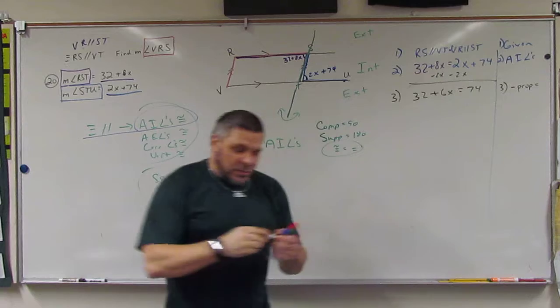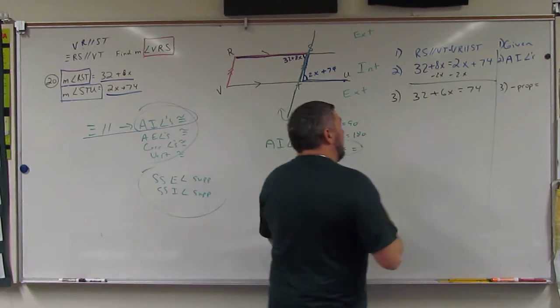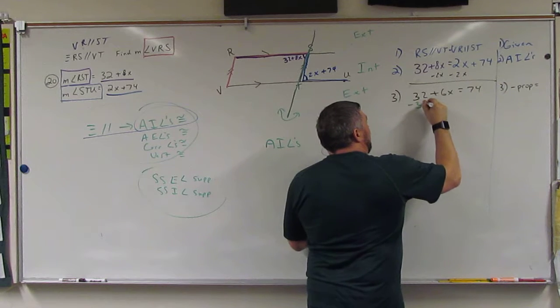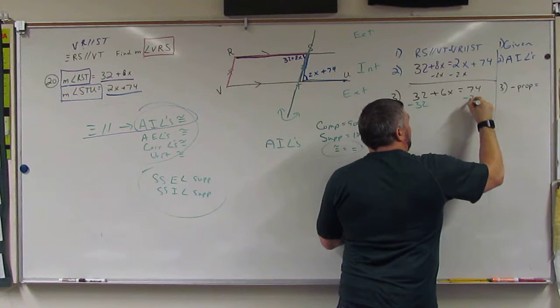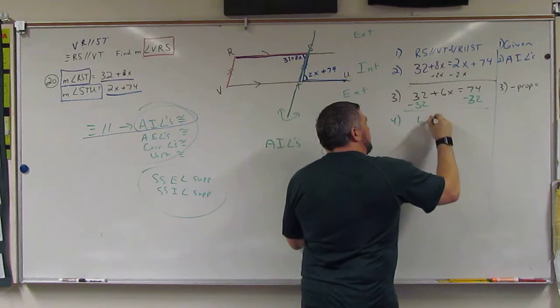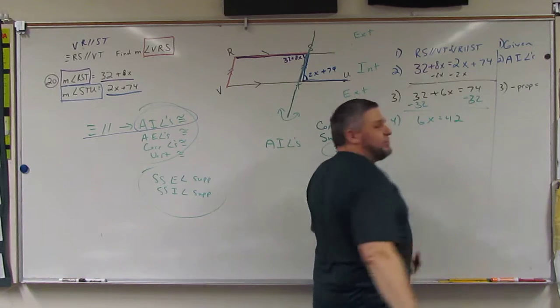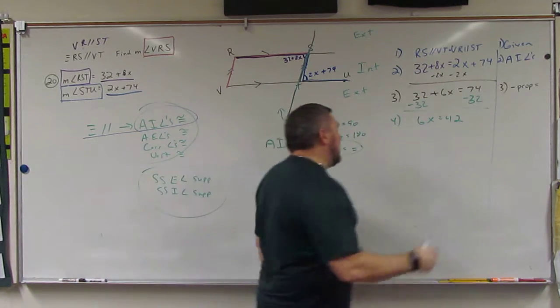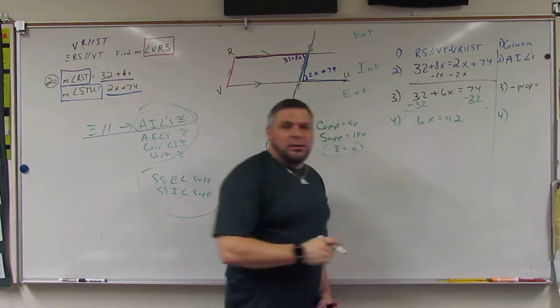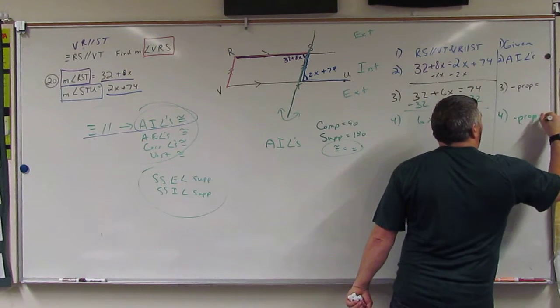Okay? Now what? We minus 32 from 74. Minus 32. Okay? So 6x is equal to, looks like 2 and 4, so 42. Okay? What did we do there? Subtraction property of equality. Subtraction property of equality.